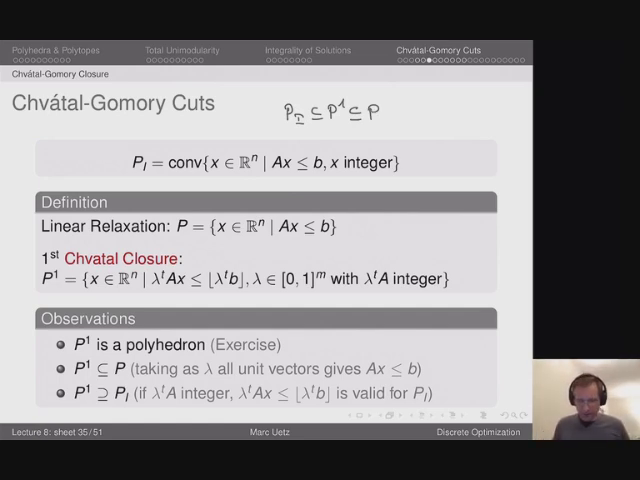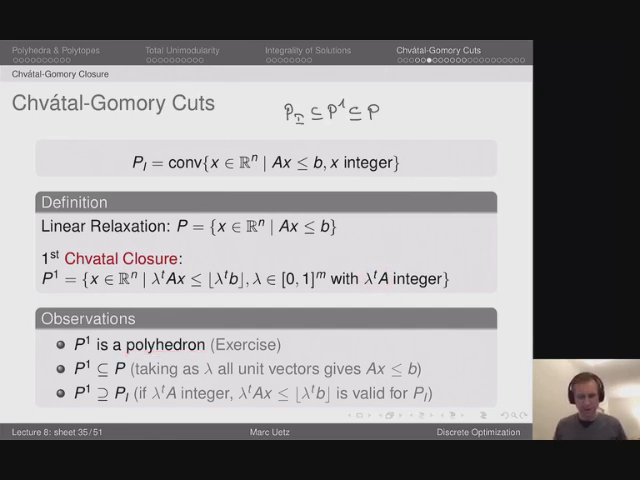So the only tricky thing in this definition of the first Schwarzschild closure is this part here. Which vectors lambda do I actually have to take? Because in order to be able to round down on the right-hand side, I have to make sure that the corresponding coefficients on the left-hand side are integer coefficients. So lambda transpose times A should be an integer vector. And as a matter of fact, there are only finitely many such lambdas that I need to consider, which in the end shows that this is indeed a polyhedron.